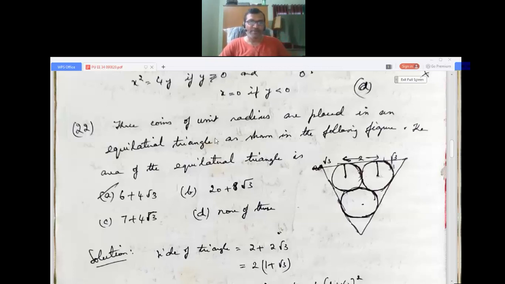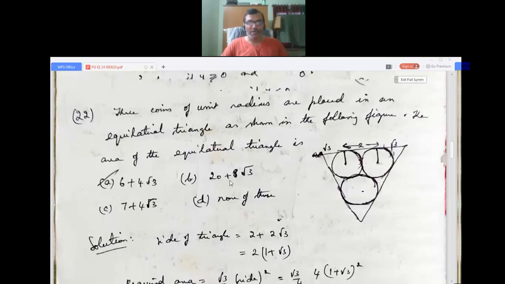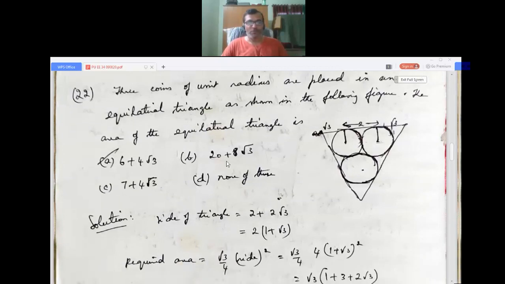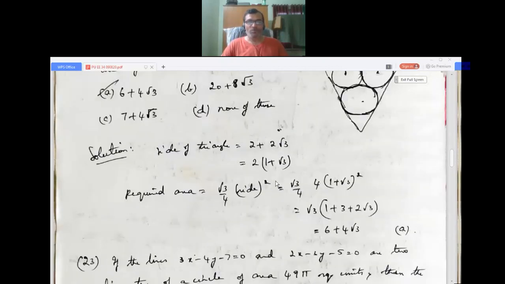So once again I will read the question. 3 coins of unit radius are placed in an equilateral triangle as shown in the following figure. The area of the equilateral triangle is: 6 plus 4 root 3, 20 plus 8 root 3, 7 plus 4 root 3, none of these. Okay, so you can see the sides of the triangle from the diagram.